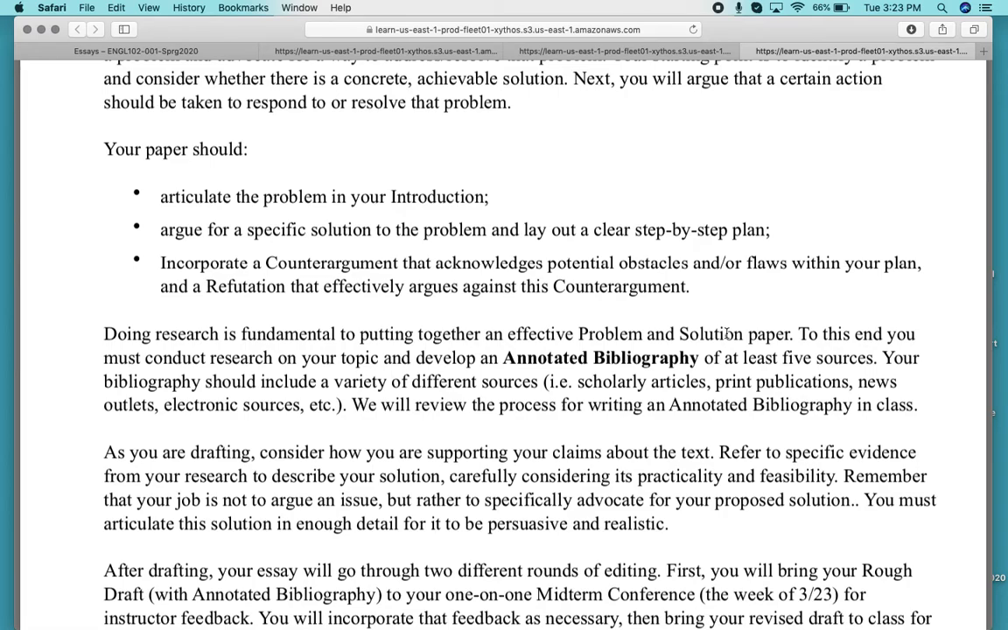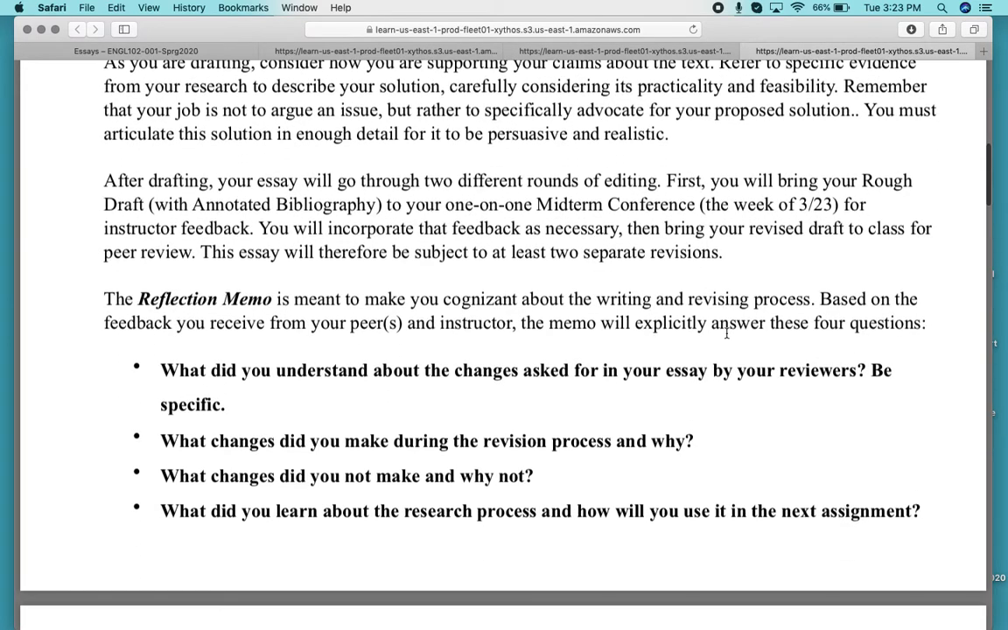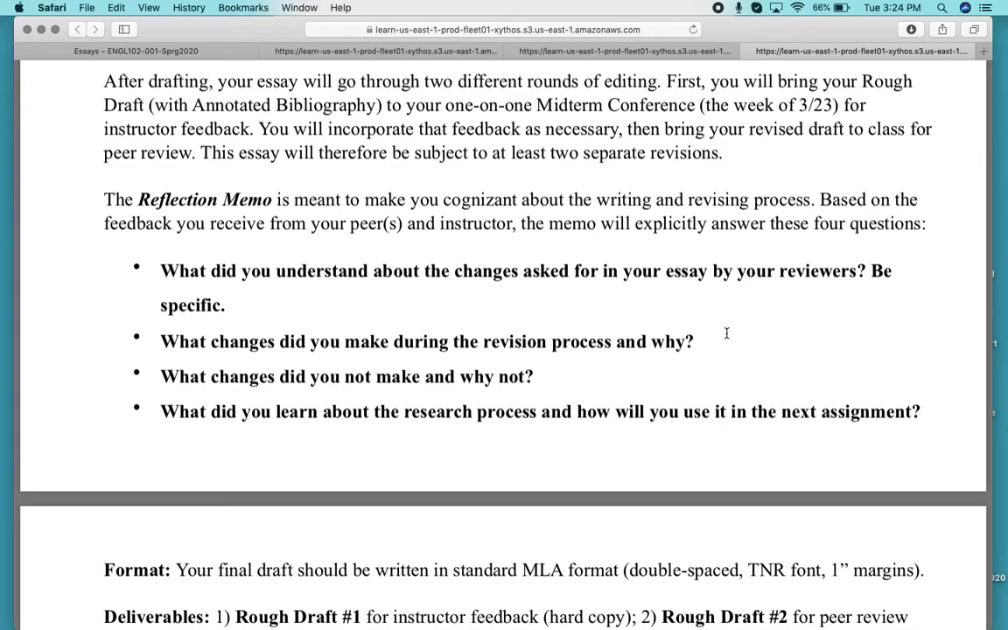In fact, you probably will, because you're going to want to include evidence for the background information, and you might also want to use a quote for your hook. So you want to have at least 5 sources. You want to make sure you have an annotated bibliography, and I'm going to give you a few reminders about that. And then remember that you have to have a reflection memo.